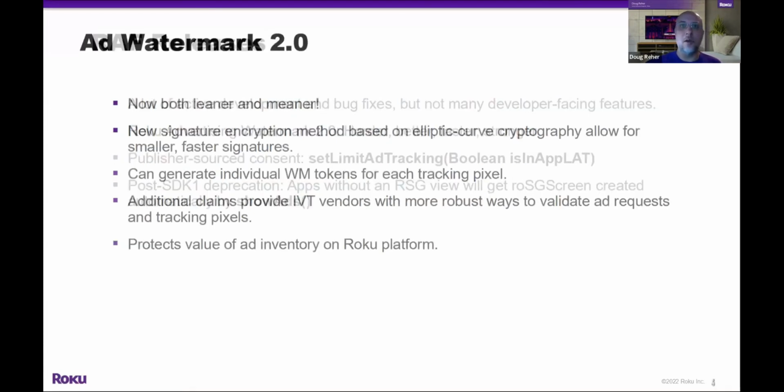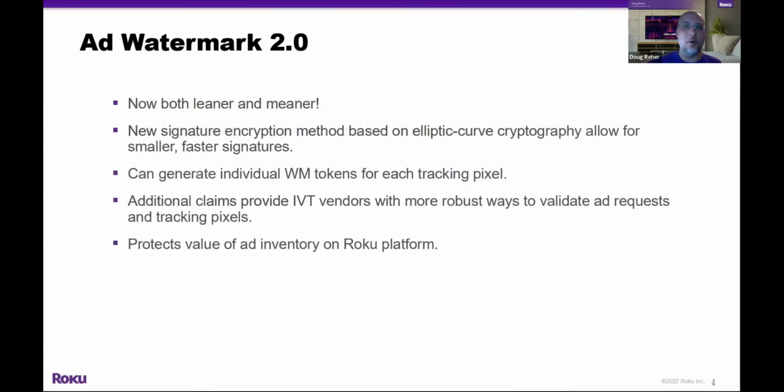Okay, so let's talk a bit more about Ad Watermark 2.0, now both leaner and meaner. So what does that mean? Well, the major change here is that we're adding a new encryption method for the watermark signature. And this is using an algorithm called ECDSA that substantially reduces the size of the signature and therefore, the watermark as well. And it also allows for much faster token generation.